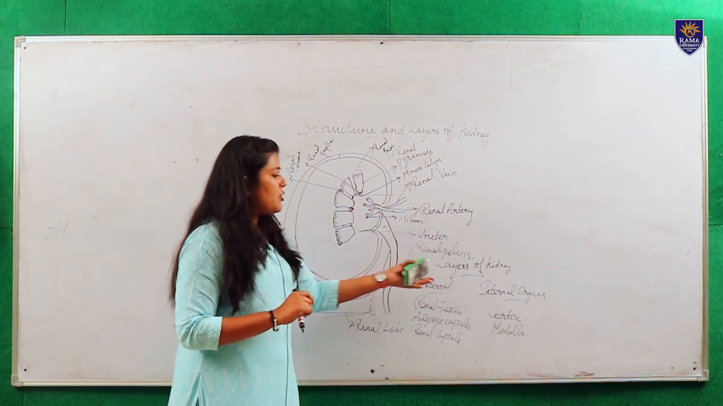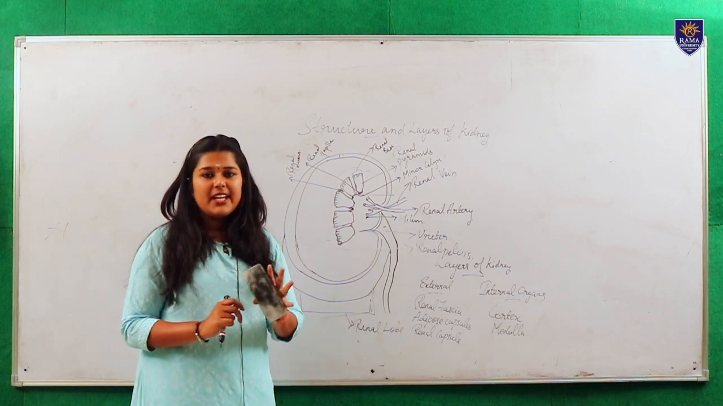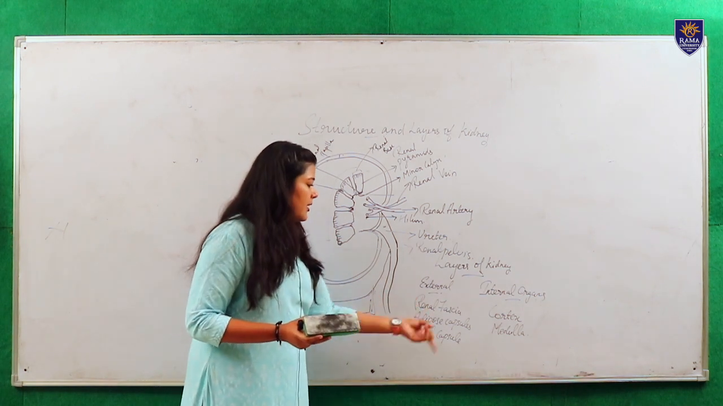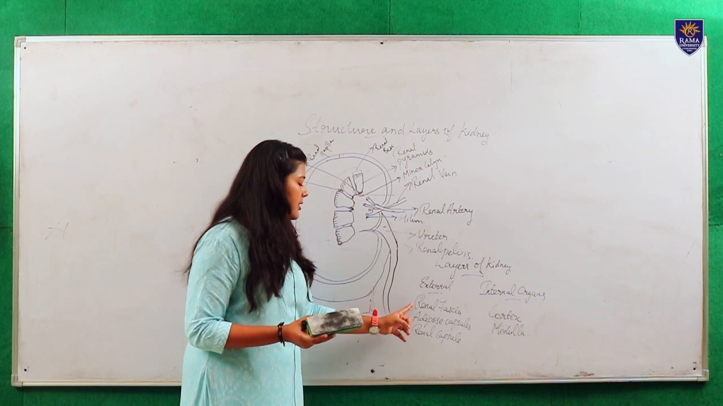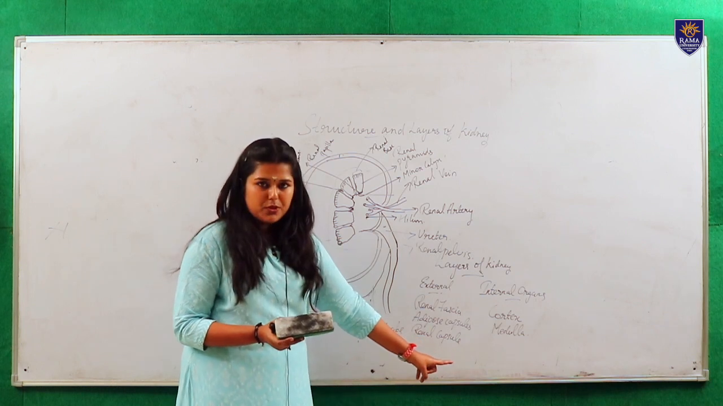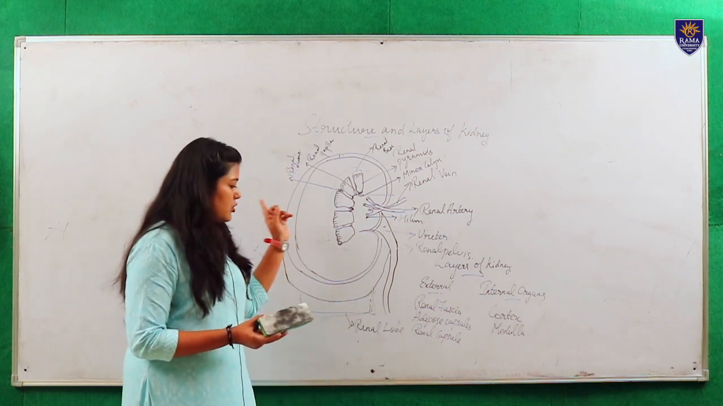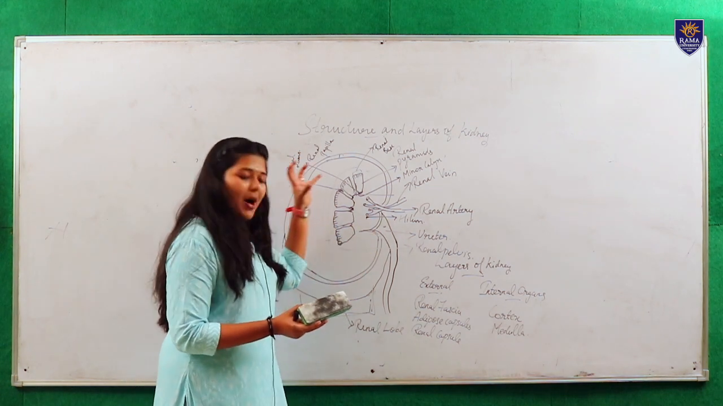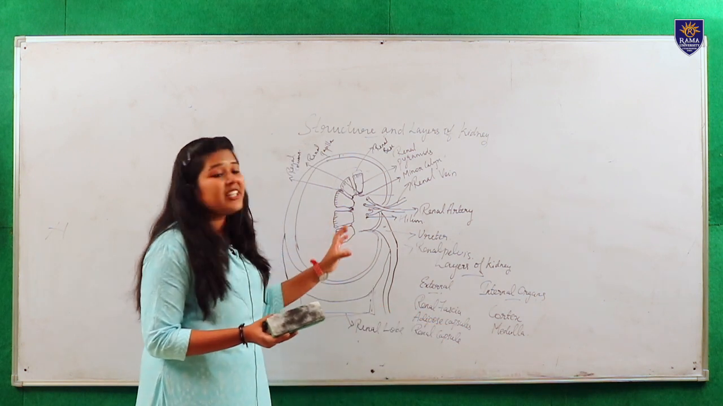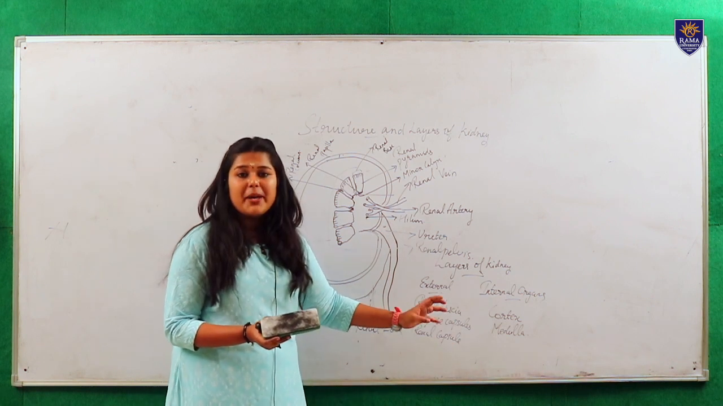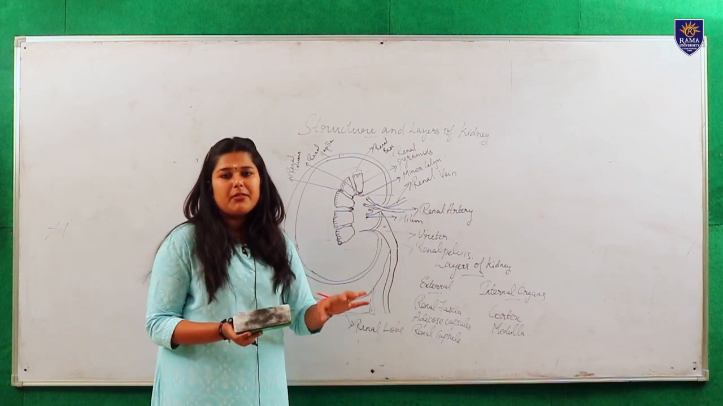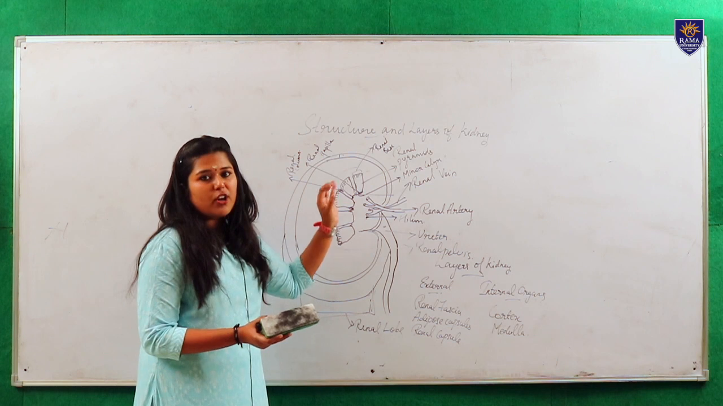Okay, now coming to the layers of the kidney. Actually, there are five layers in the kidney, and these are divided as external and internal. External includes the renal fascia, adipose capsule, and renal capsule. The renal fascia is the outer layer, and it is an outer protective covering. The adipose capsule is a fatty layer, and it has a role in maintaining the position of the kidney. And the renal capsule is the thinnest covering of the kidney.